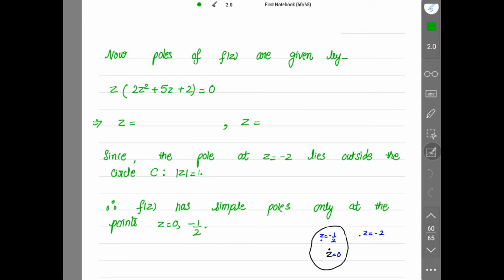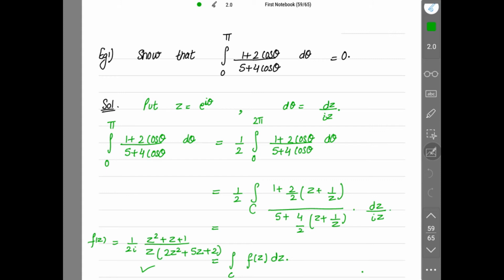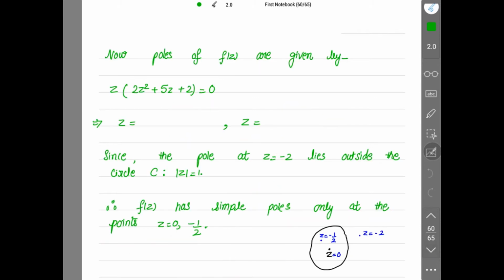And now we have to find the poles of this function. For finding the poles, I have to take this whole denominator equal to 0. Yes, z is also there in the denominator. So I take the whole denominator equal to 0. And what values of z do I get? z is equal to 0, and also from this quadratic polynomial, I get z is equal to minus 1 by 2 and minus 2.